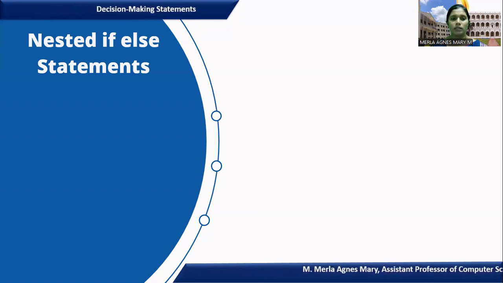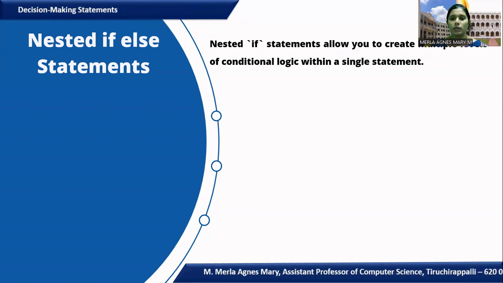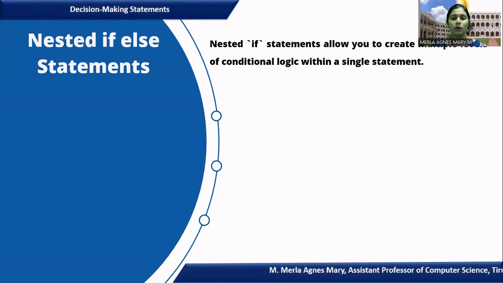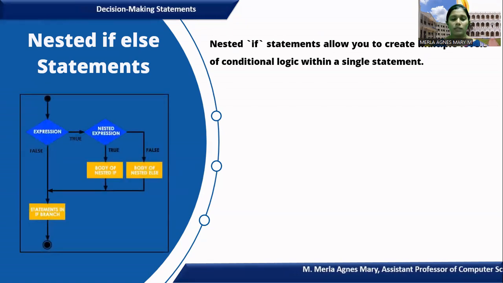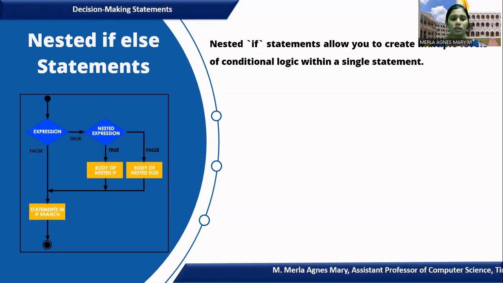Let's see what nested if is. The nested if statement allows us to create multiple conditional logic with a single statement. So let's see the flow diagram. First it moves to the first given expression, that is the if expression. If the expression is true, it moves on to the nested expression. If the nested expression is also true, it moves on to the body of the nested if.